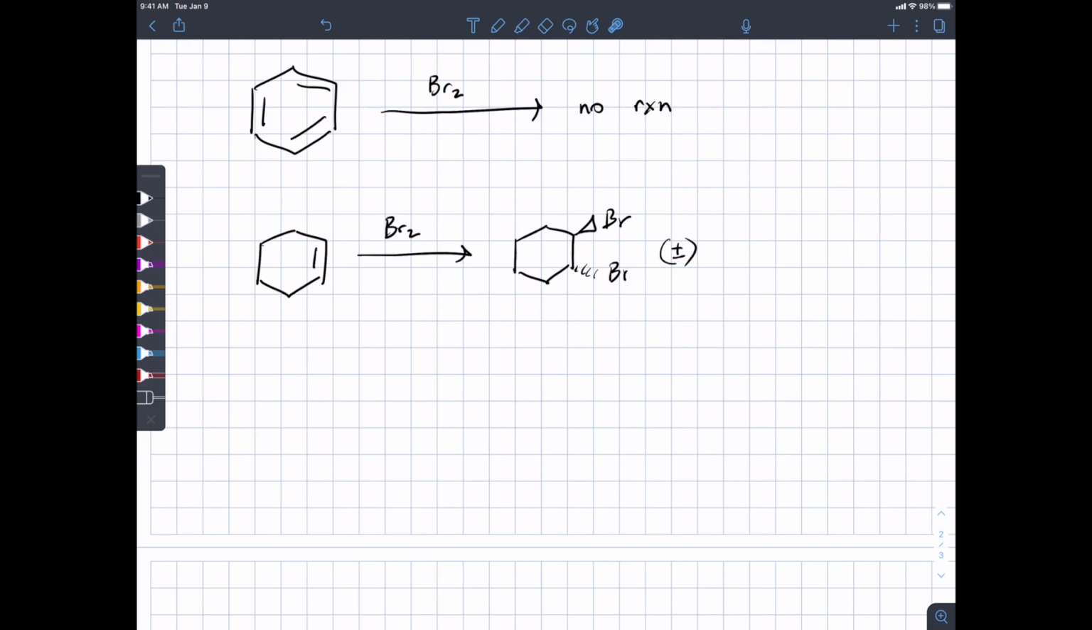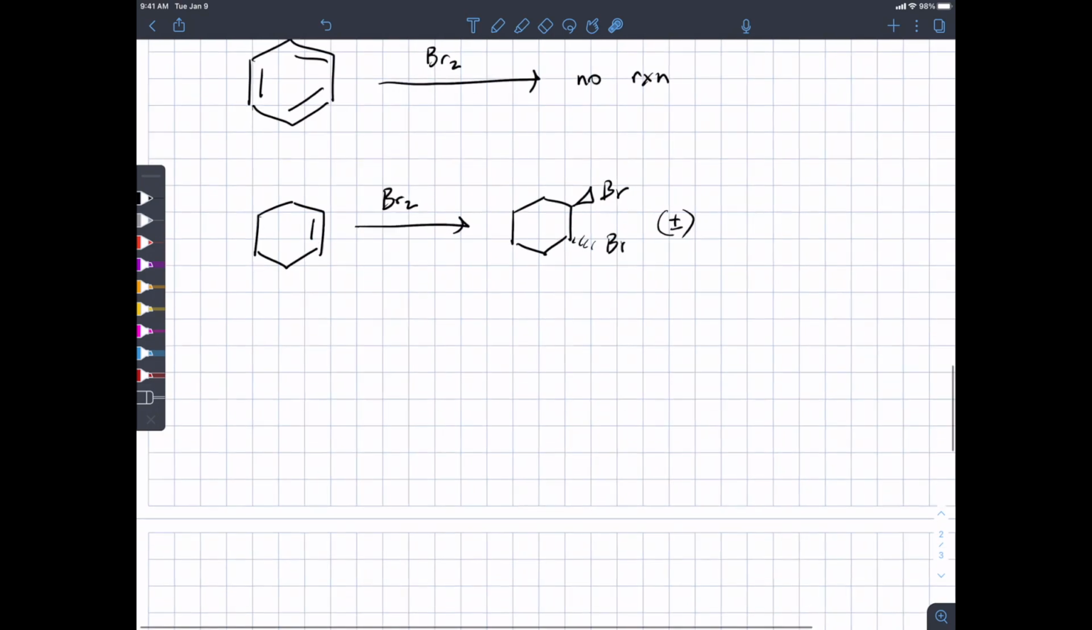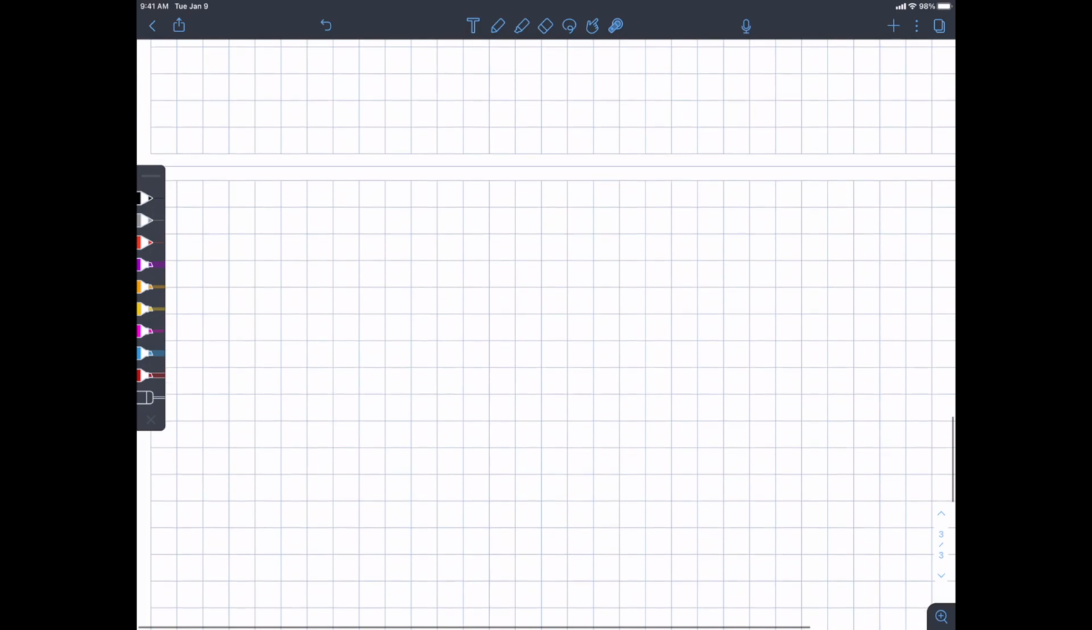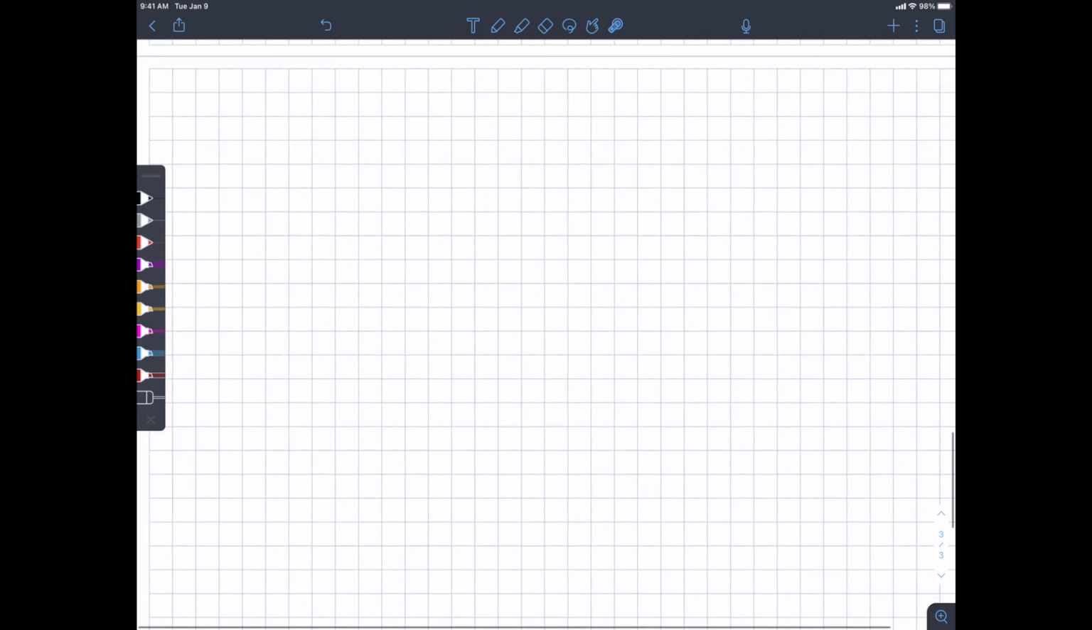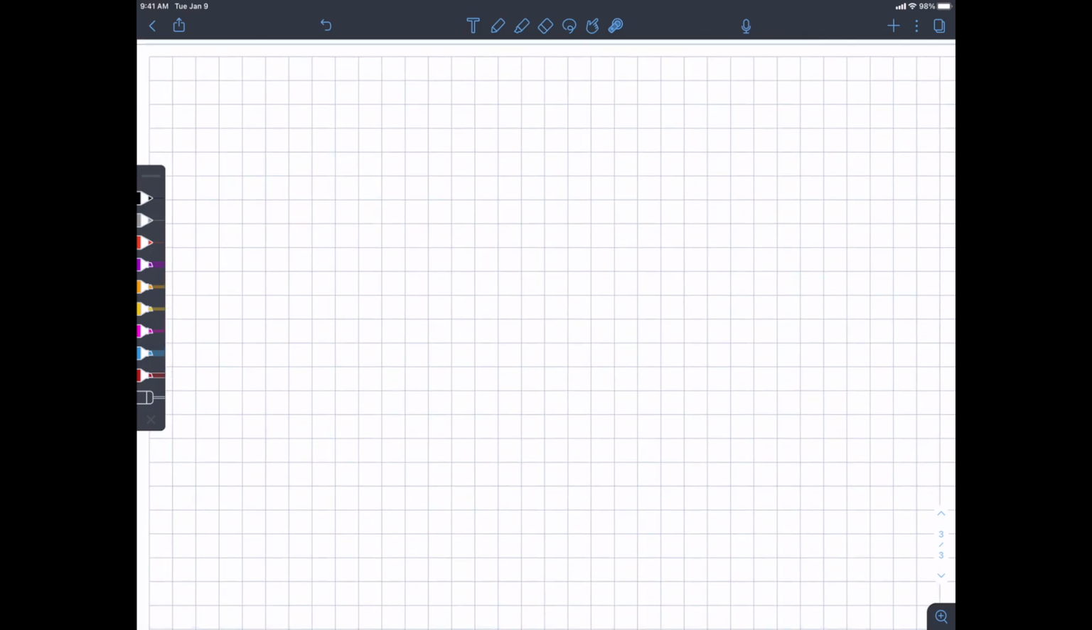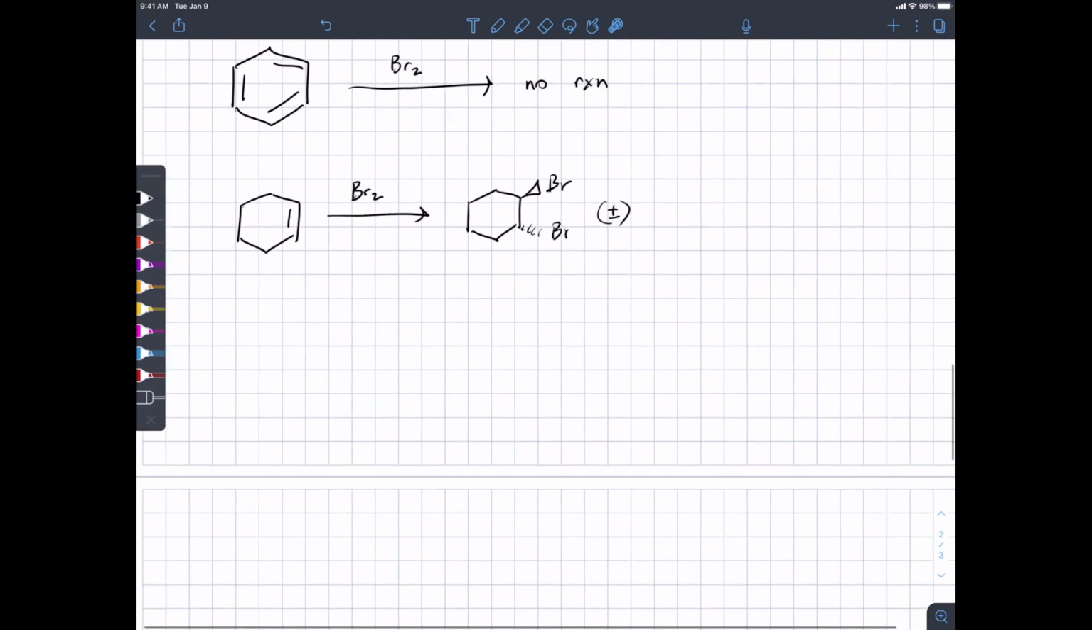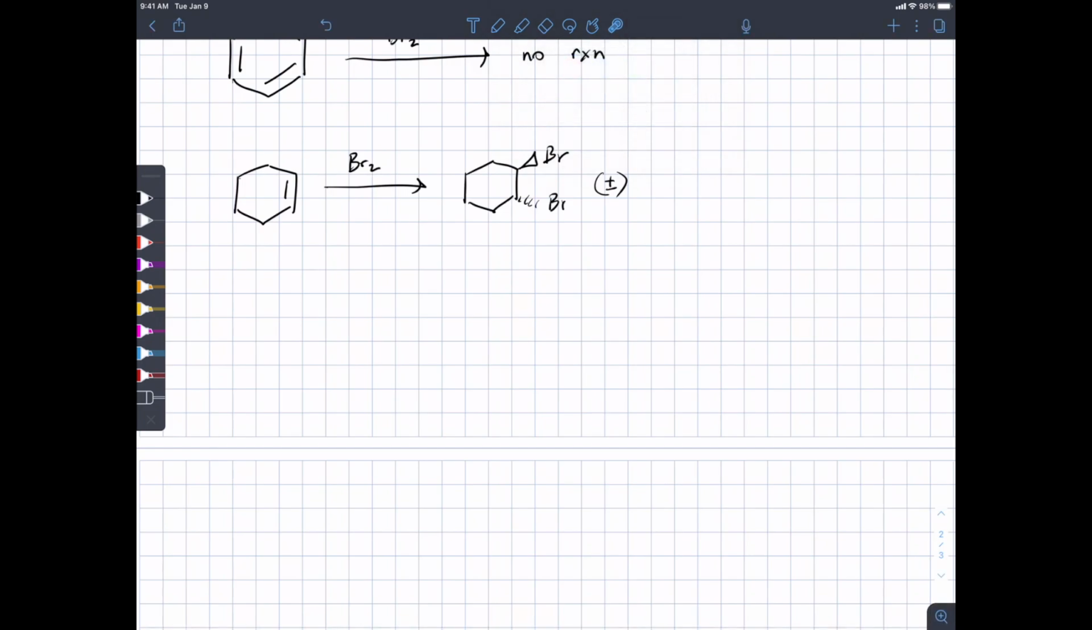Okay? All right. There's a few little synthesis issues that come in Chapter 10 that I want you to be aware of. They're somewhat tangentially related to what we've talked about so far. The product that I just drew for you, the product of halogenating an alkene, is known as a vicinal dibromide because you have bromines on vicinal carbons.